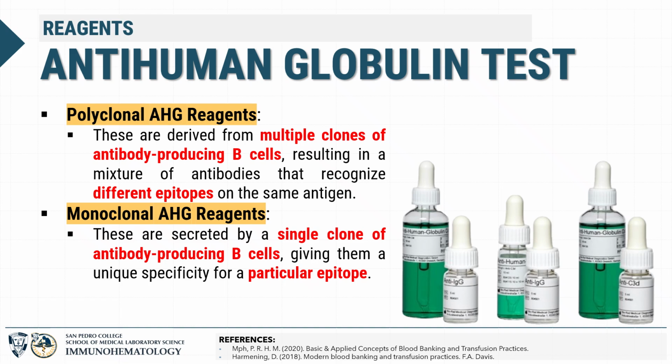So for the AHG reagents, we have polyclonal and monoclonal AHG. AHG reagents may be polyclonal, which is derived from multiple B cell clones recognizing different epitopes, or monoclonal, which is secreted by a single B cell clone with a unique and specific reactivity. Monoclonal reagents are more standardized and reproducible. So let's further differentiate the polyspecific versus monospecific AHG reagents.